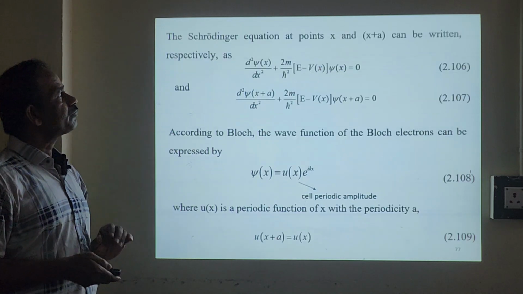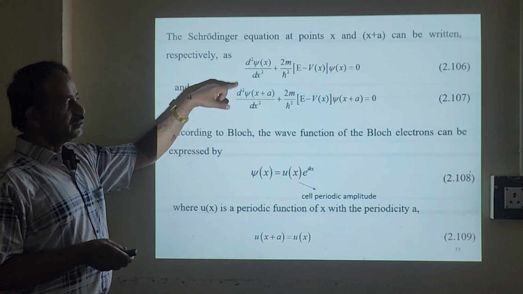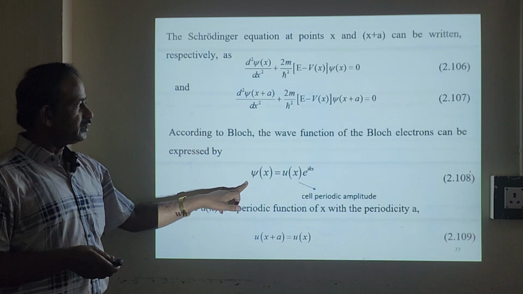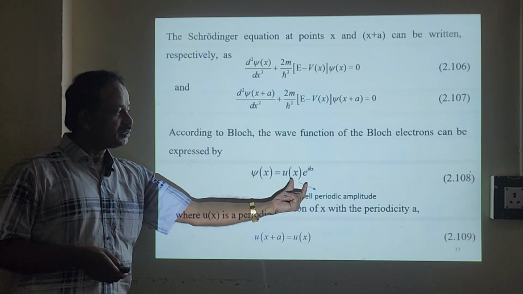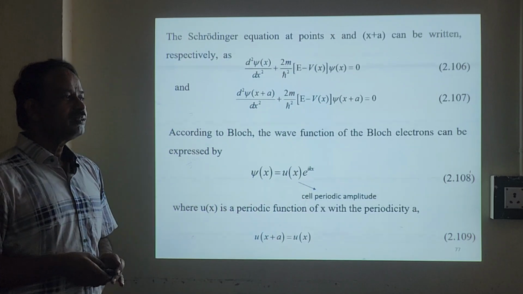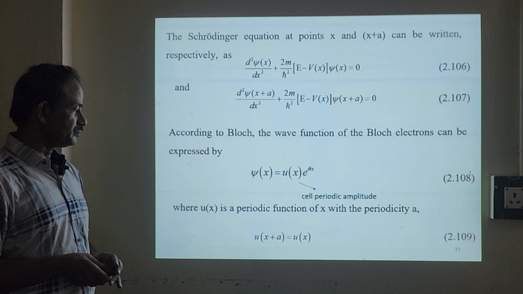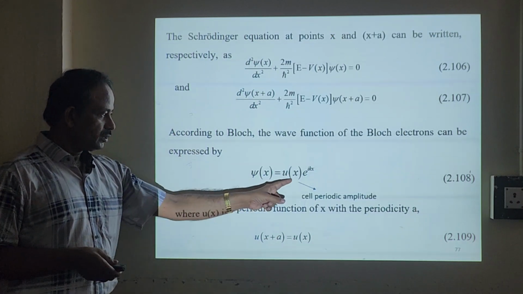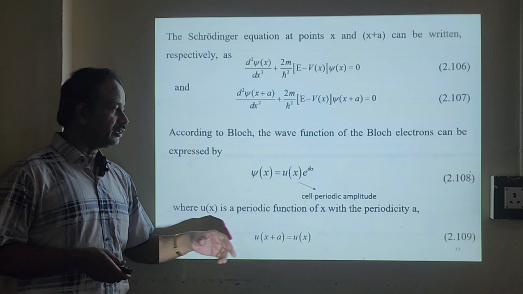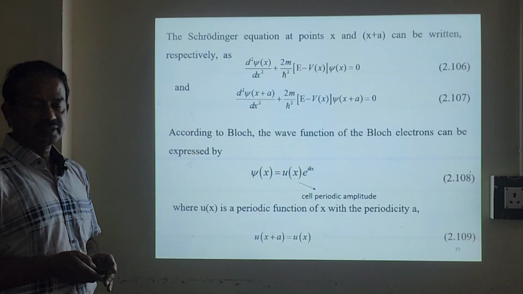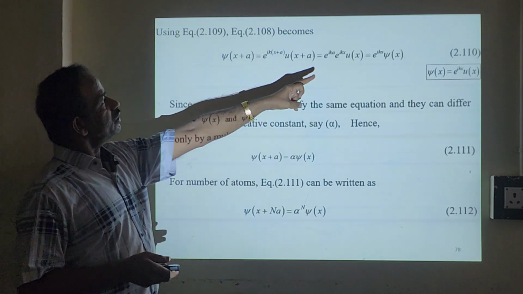Now the Schrodinger equation at points x and x plus a is given by this expression we know already, and this is what I said. The wave function is nothing but periodicity multiplied by the plane wave equation. And here u of x has to obey periodicity, so u of x plus a equals u of x. So you substitute now in this expression.